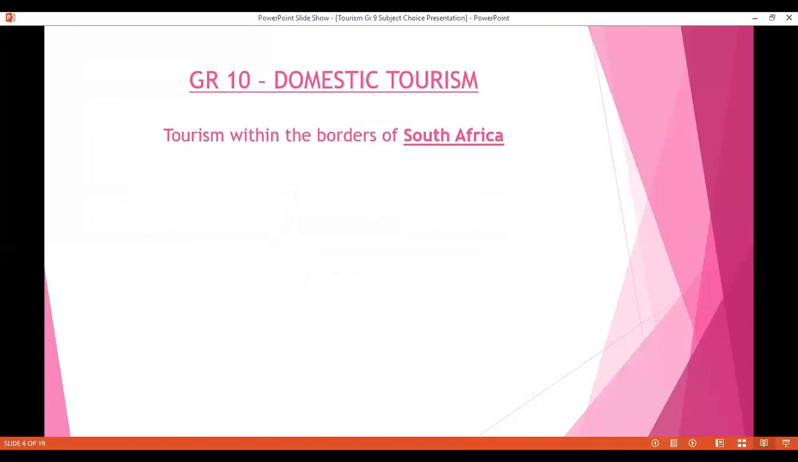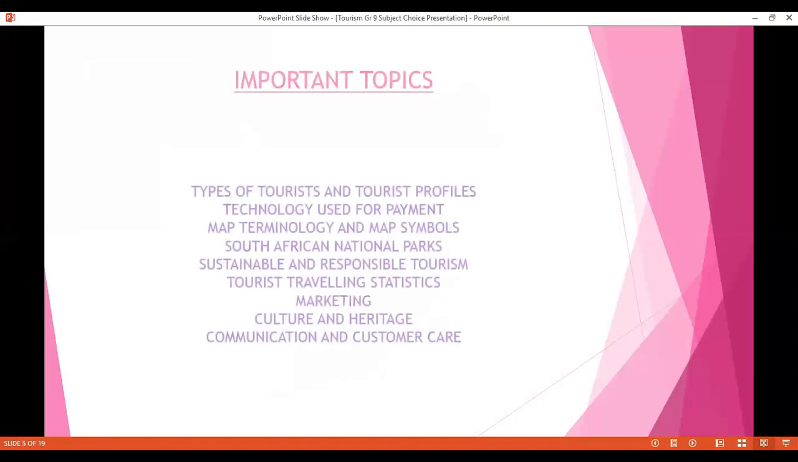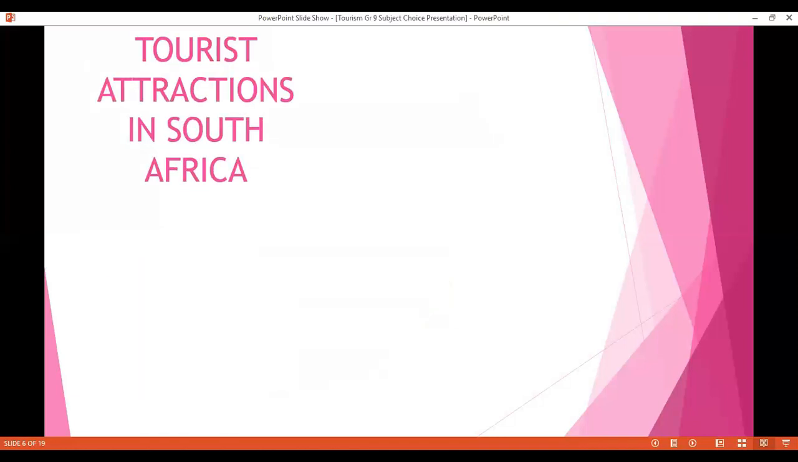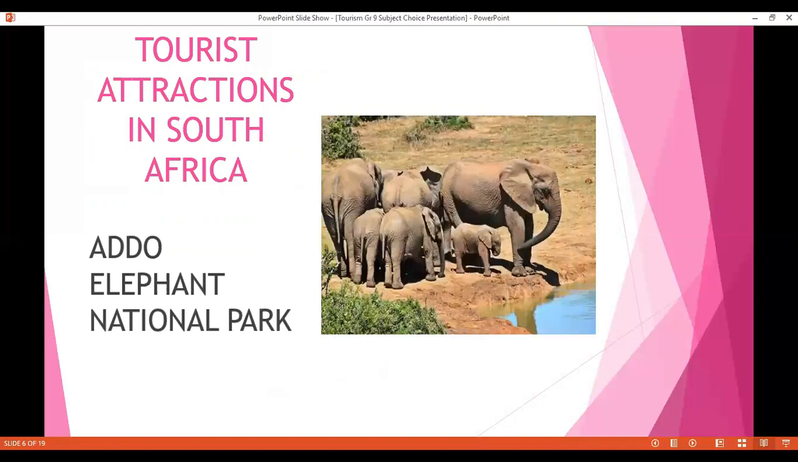In terms of grade 10 tourism, we deal mainly with domestic tourism, which means tourism within the borders of South Africa only. Important topics that we need to look at for grade 10 tourism. You will see a few of these topics will be repeated in grade 11 and grade 12 as we build on from them. I've included just a few examples of some tourist attractions that we can find in South Africa.